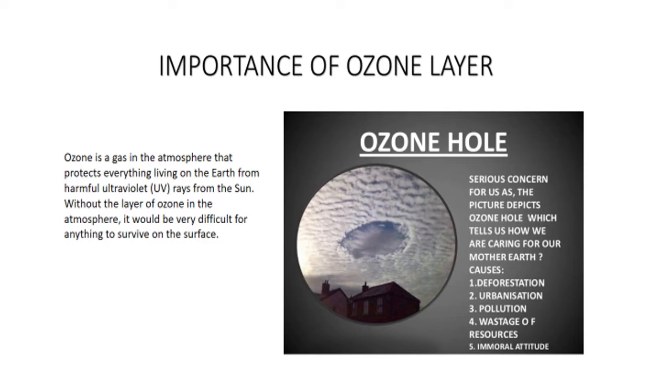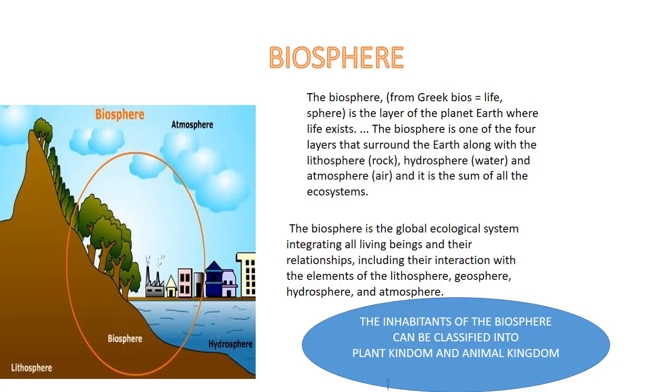So let us move towards the next domain, that is biosphere. The biosphere, bio means life and sphere means it's a layer of the planet Earth where life exists. The biosphere is one of the 4 layers that surrounds the Earth along with the lithosphere, hydrosphere and atmosphere. And it is the sum of all the ecosystems. Living beings exist only in biosphere.